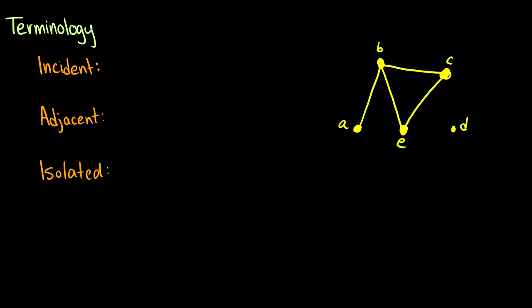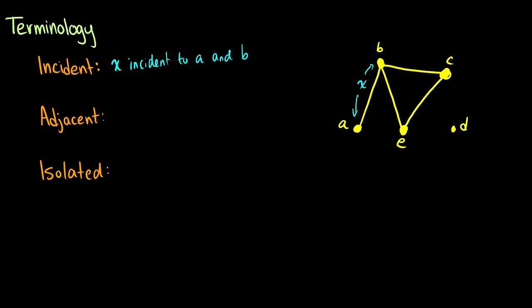So here's some more terminology for a graph. We have a nice graph there, A, B, C, D, E, and we have some edges between A, B; B, C; B, E; and E, C. So what does incident mean? Well, if you take an edge X, we say X is incident to A and B. So any edge is incident to two vertices. So it's basically, what are the points connecting the edge?